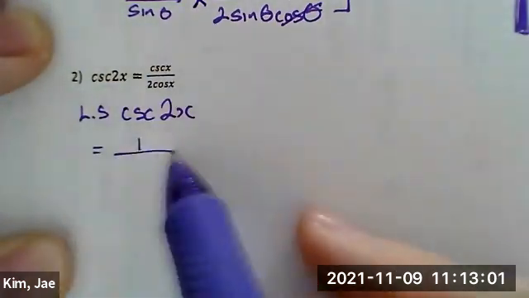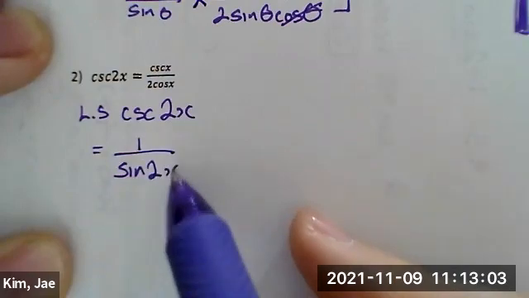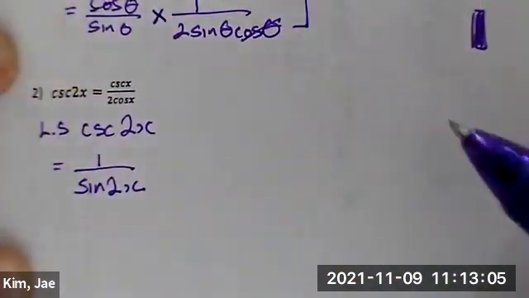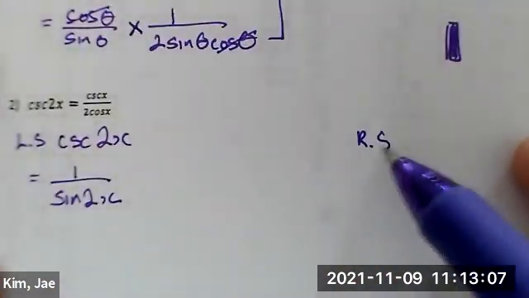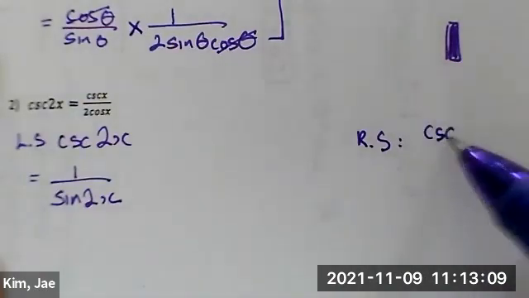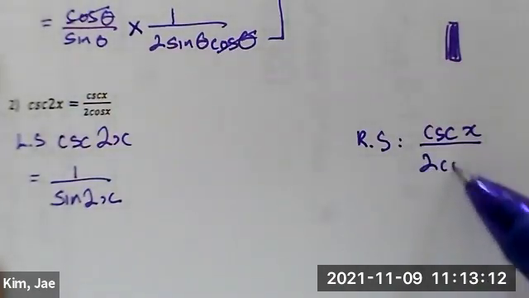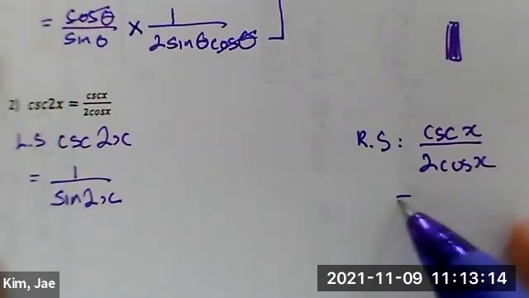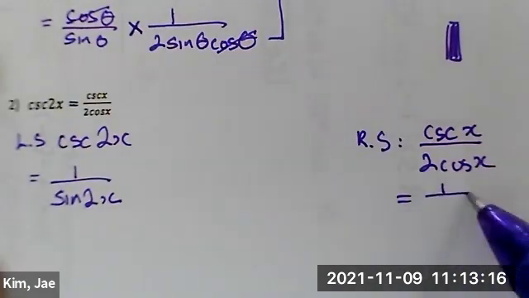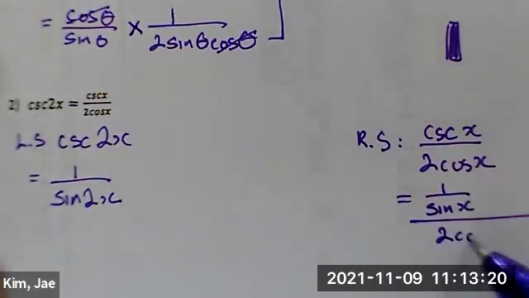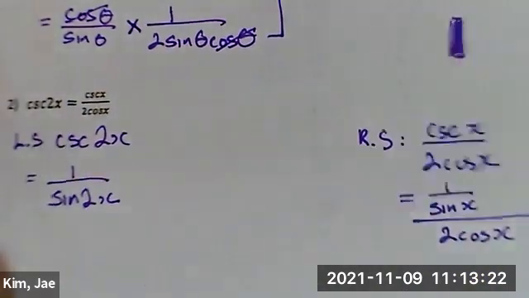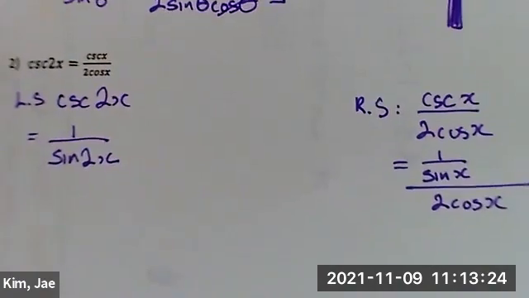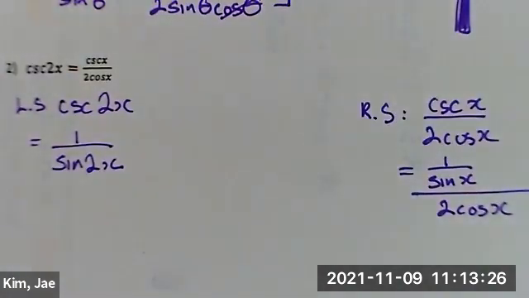So this is 1 over sine 2x, and the right side is cosecant x over 2 cos x. I'm going to rewrite this as 1 over sine x divided by 2 cos x. And now I need to make these two sides equal to each other. What would you do?